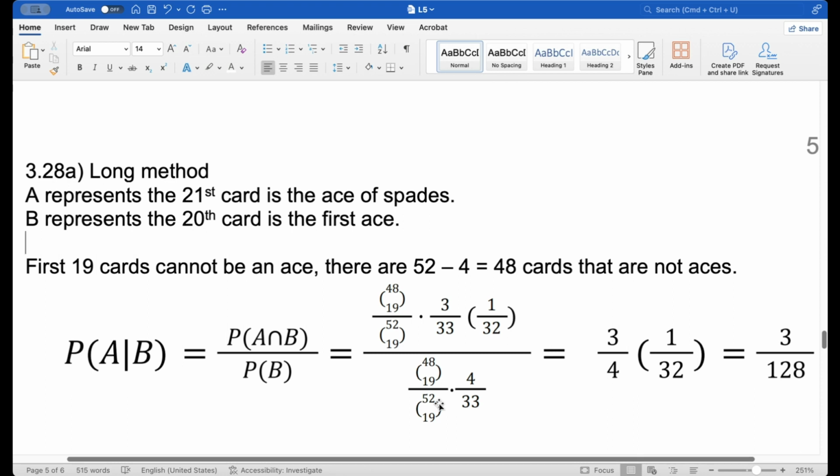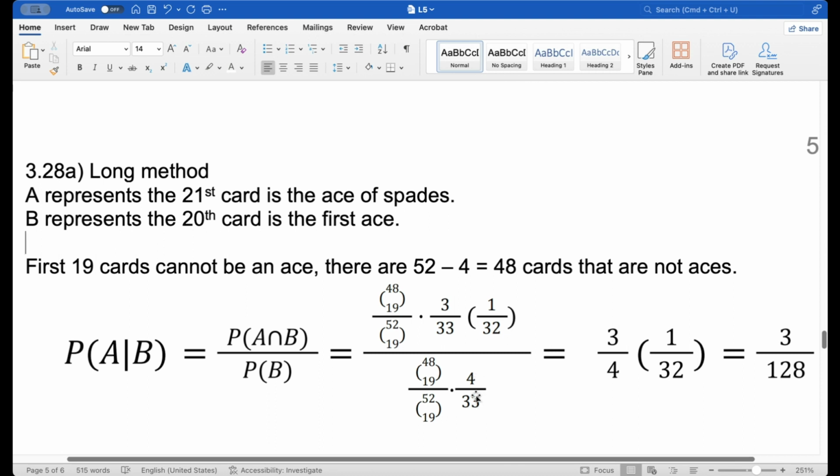And then we have to get the ace on the 20th card. There are 4 ways to do that, and there are 33 cards in the deck after removing 19. So this is our denominator: the 20th card is the first ace. To recap, the first 19 cards avoid the ace, chosen directly from the 48 non-aces, then get the ace on the 20th card, which is 4 out of 33.